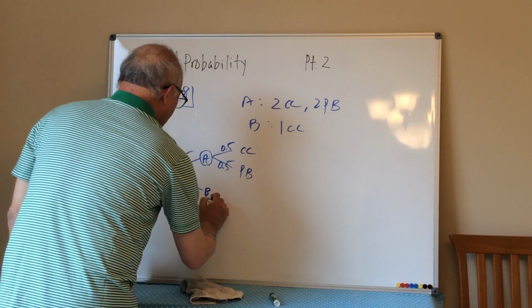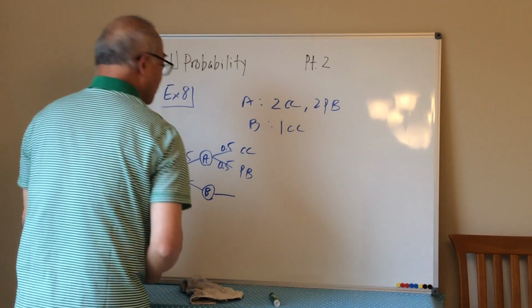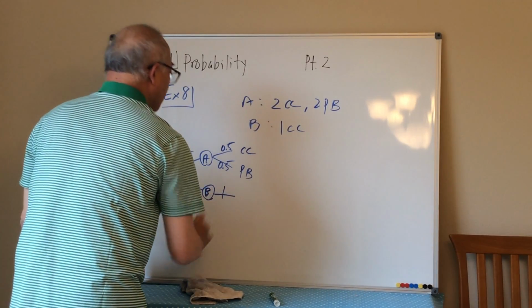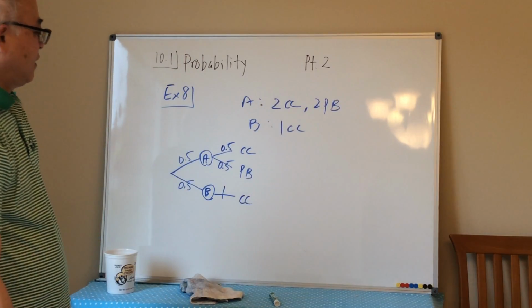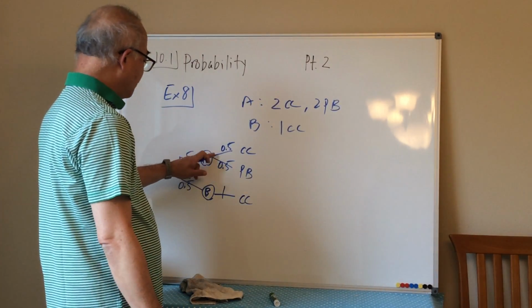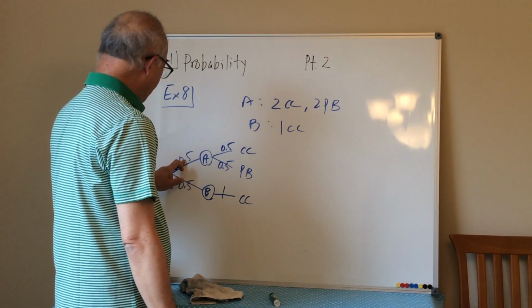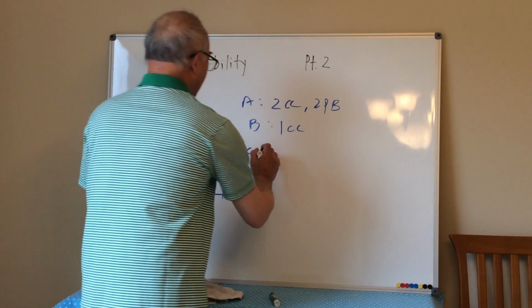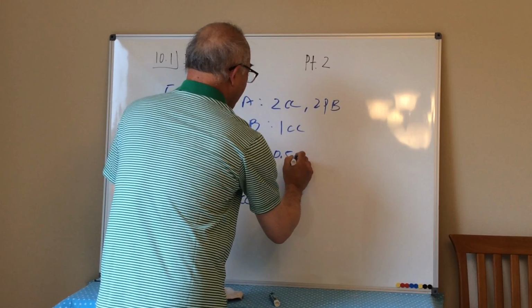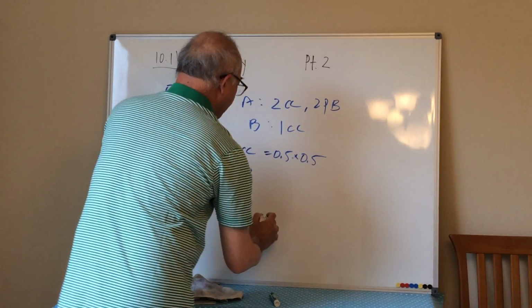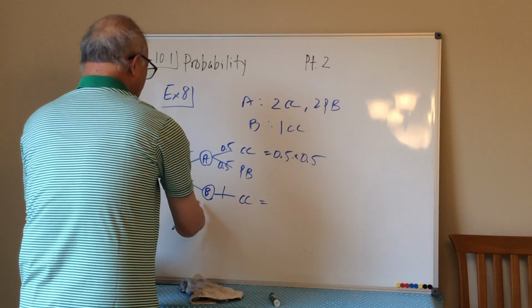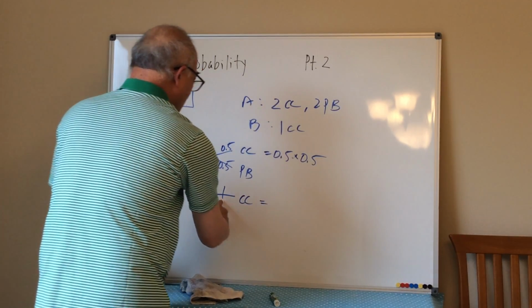If I pick jar B, guess what? 100% of the time, I'm going to get a chocolate chip cookie. So to get from here to this branch, I have 0.5 times 0.5. To get a chocolate chip this way, I get 0.5 times the 1.